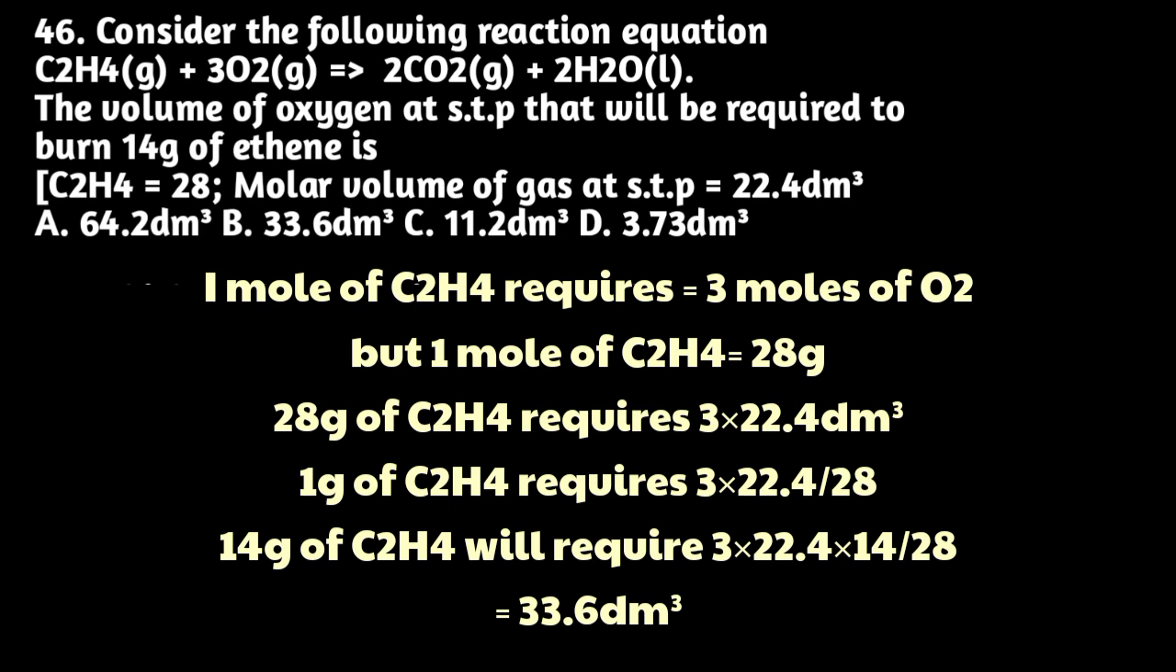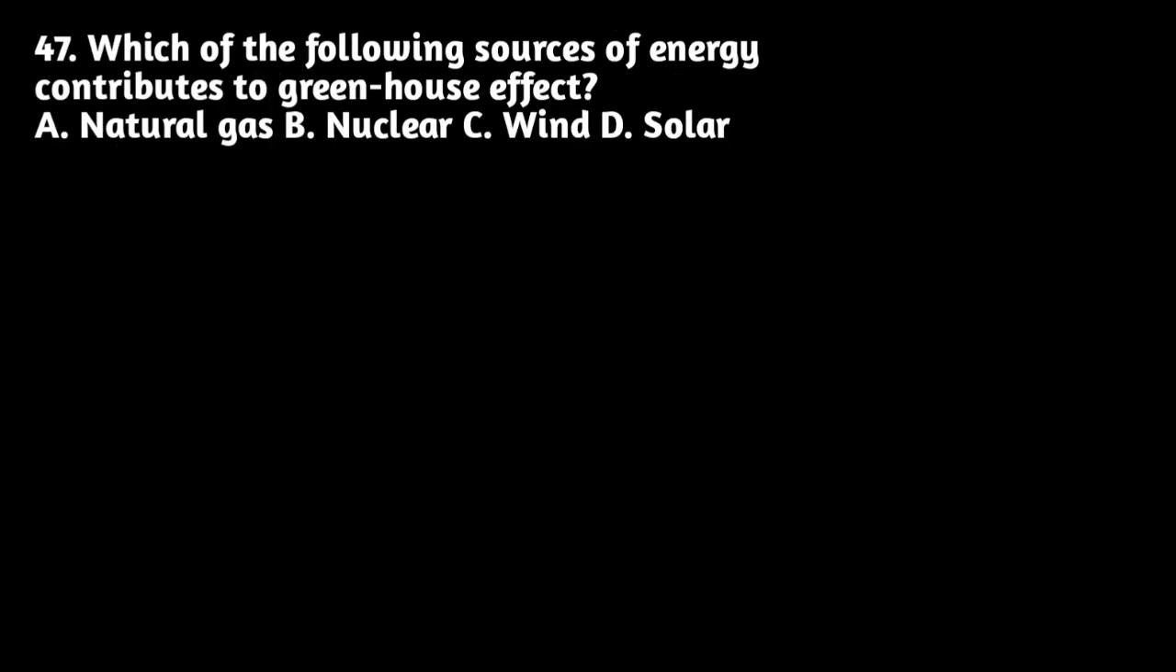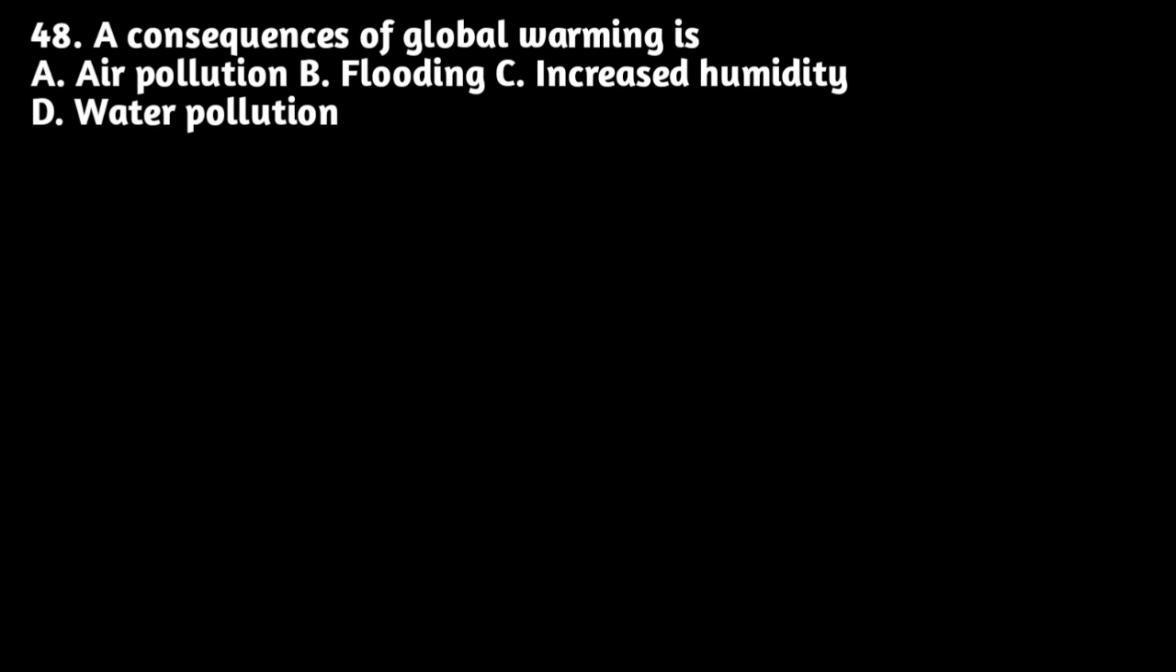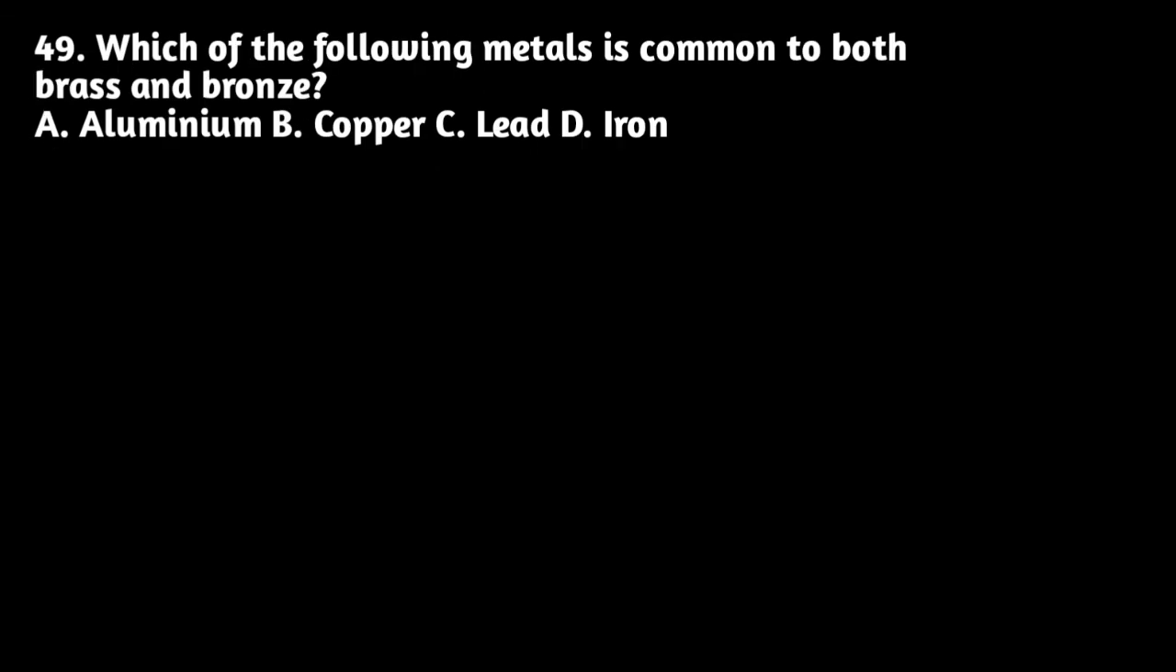Let's go for question number 47. Which of the following sources of energy contribute to the greenhouse effect? Nothing else than natural gas. 48. A consequence of global warming is flooding. You don't need to check more. 49. Which of the following metals is common to both brass and bronze? Copper.